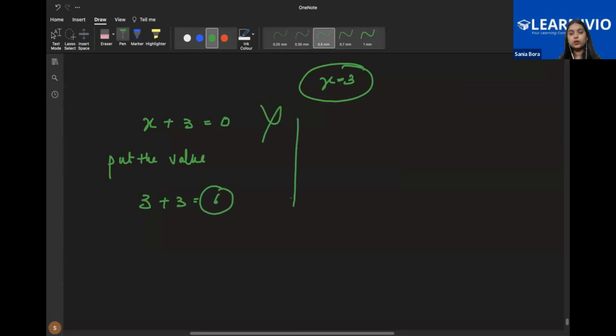Now I'll give you one question. x plus 3 equals 0, and the value of x is 0. First write this down in your notebook, this part, and then do this one.